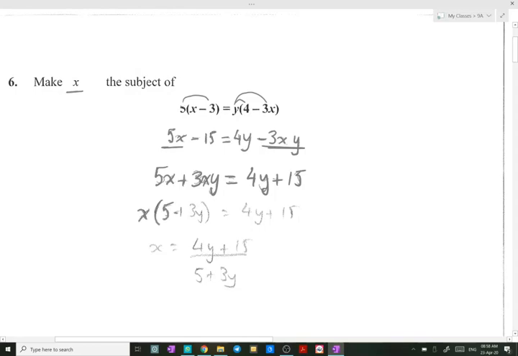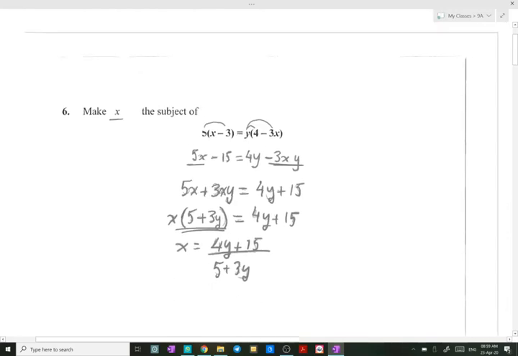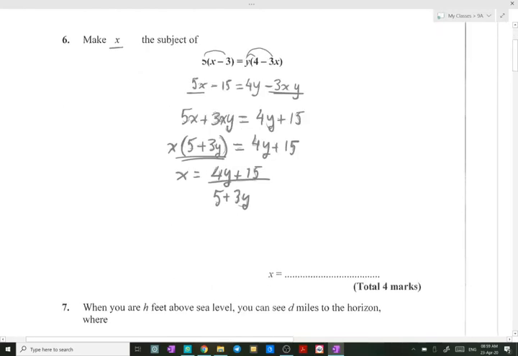So we're left with x times (5 plus 3y) equals 4y plus 15. Now we divide by the coefficient of x. So x is equal to (4y plus 15) over (5 plus 3y). This is how we made x the subject of the equation.